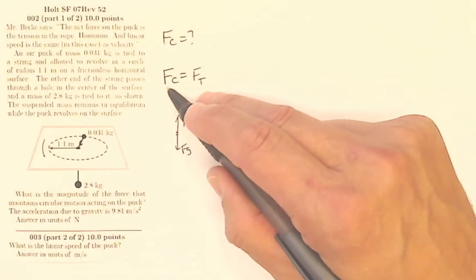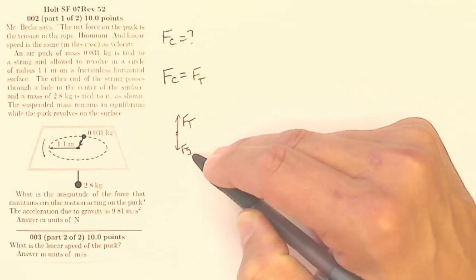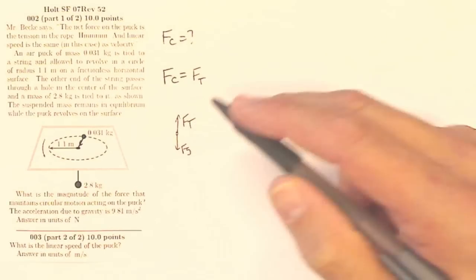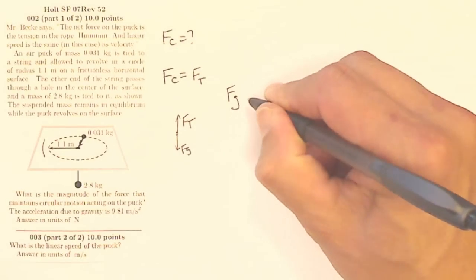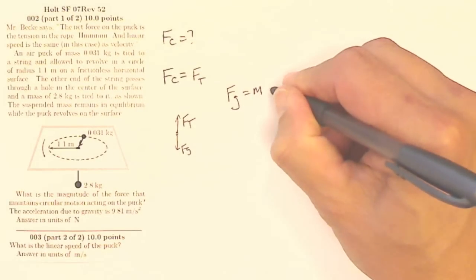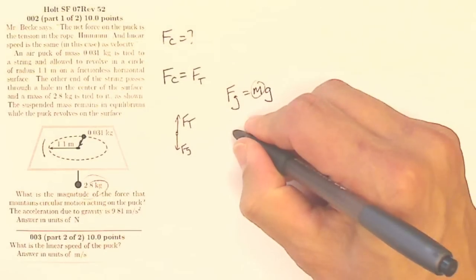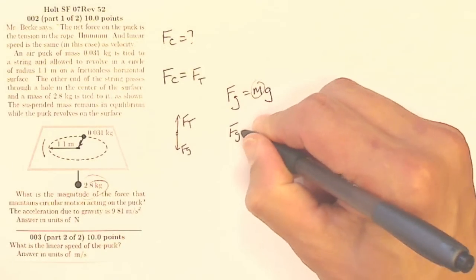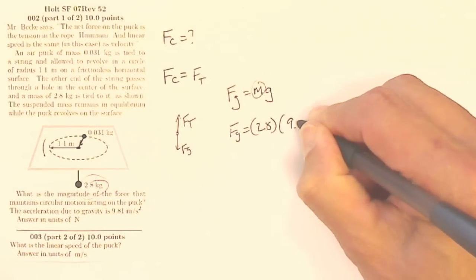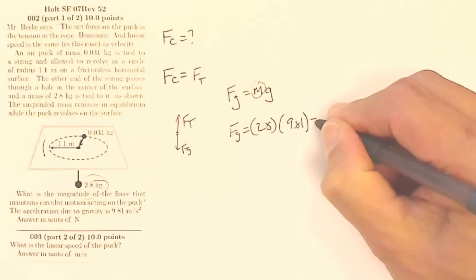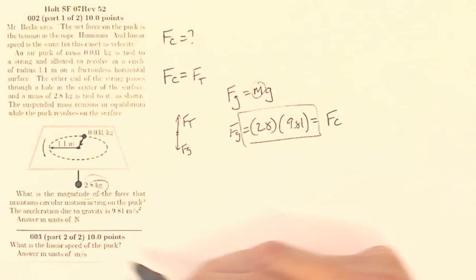So if the centripetal force is the tension, and in this case the tension is equal to the magnitude of gravity, then the centripetal force must equal the gravitational force. So I know that my gravitational force is going to be mass times gravity. Which mass? Well, it's going to be this mass, the 2.8 kilograms. So for me, my gravitational force is going to be 2.8 kilograms times 9.81 meters per second squared. And that's also going to be the centripetal force. So that is going to be the answer to question number 2.